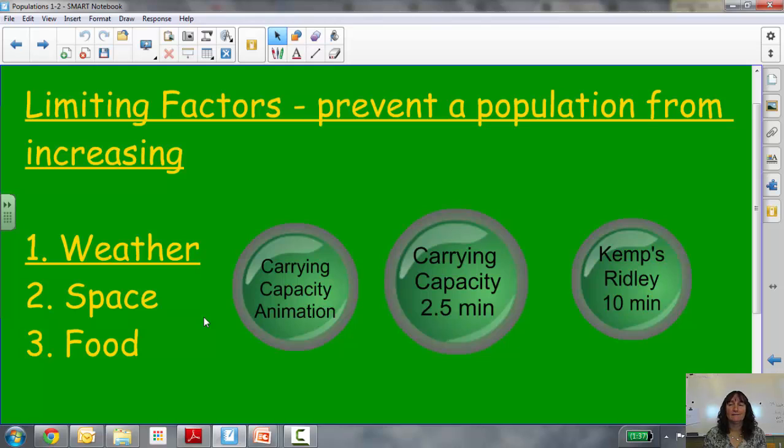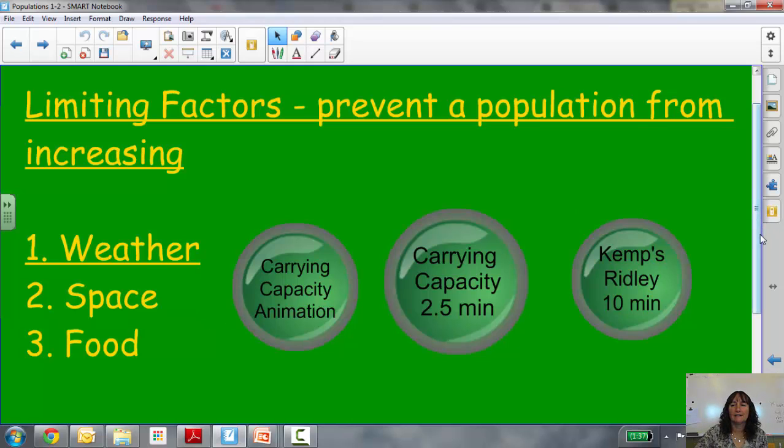Space is another one. So there's certain animals that need a lot of space to live. Like a deer, you can't just keep a deer in your backyard and expect it to survive. It needs a lot of land to find its food and all the things it needs to live, its mates, its place to live. And then the last thing is food. If there's not enough food in the ecosystem, it's going to limit how many animals can live in that ecosystem.